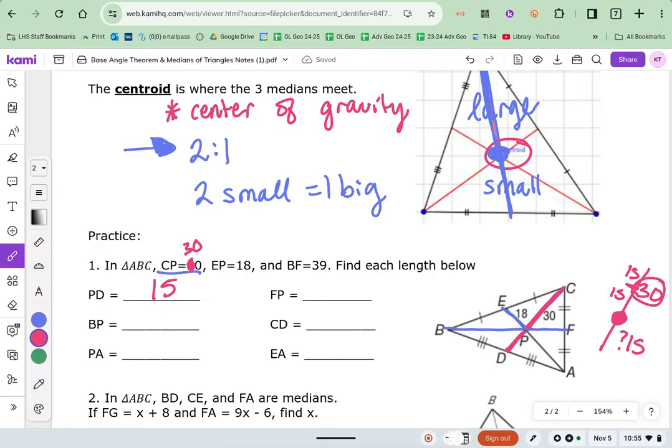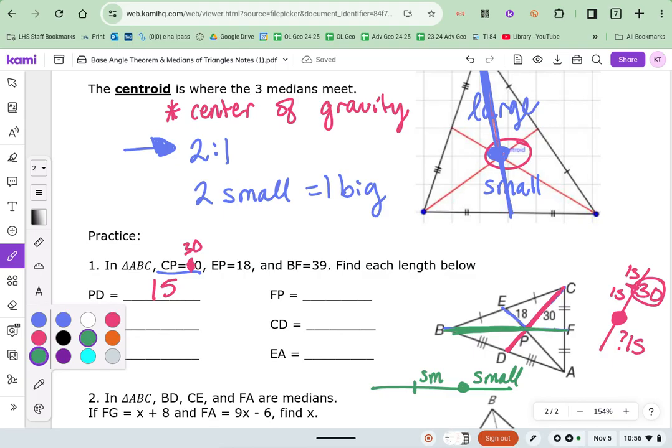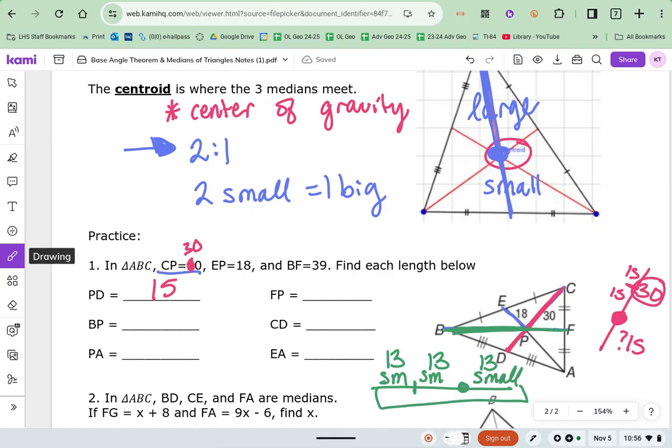We can do the same thing for BP. So BP is right here. We know that the entire BF is 39. So remember, it's always split into like 3 pieces, right? Because we have that small piece, and then the bigger piece is like 2 more small pieces. So if the entire thing is 39, well, 39 divided by 3, that means that each section is 13. So BP, that's the bigger section, so that's 13 plus 13, or 26.